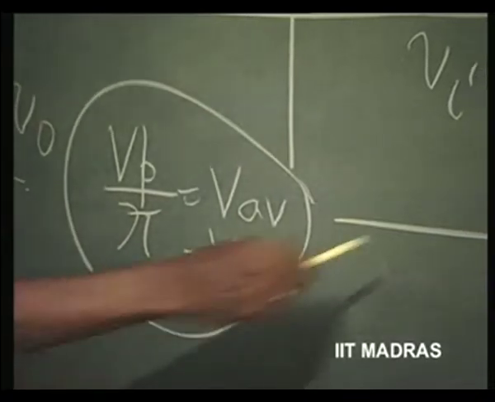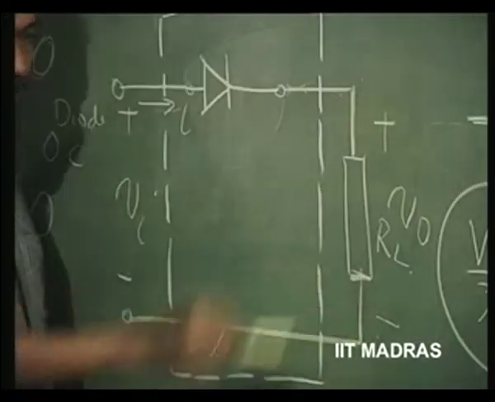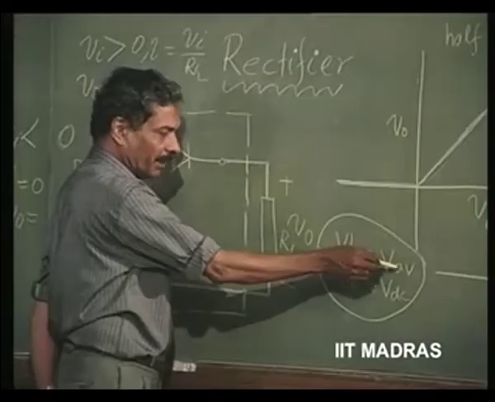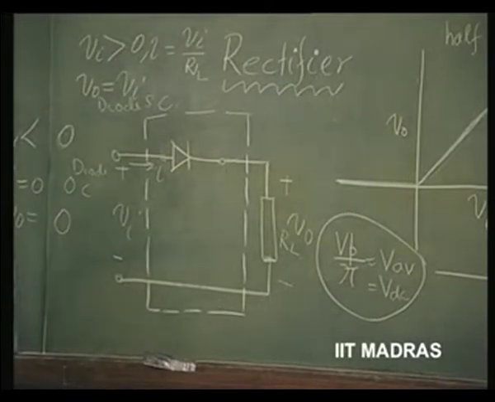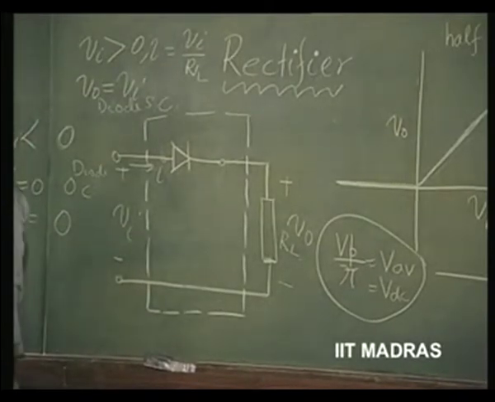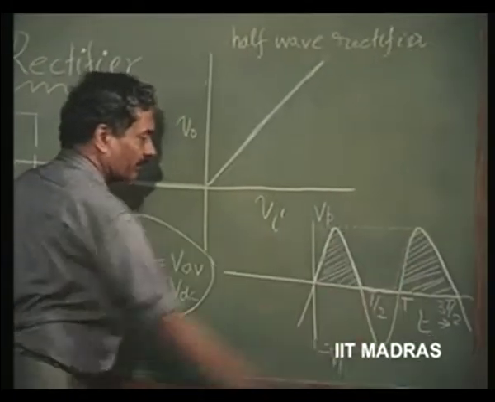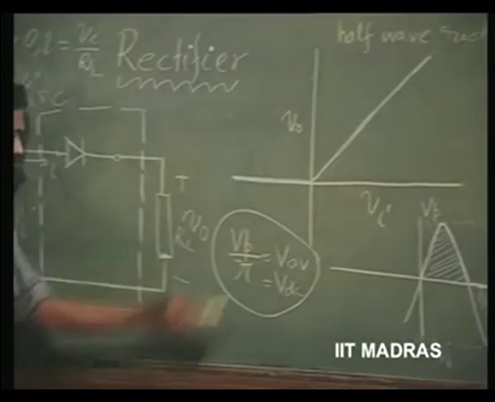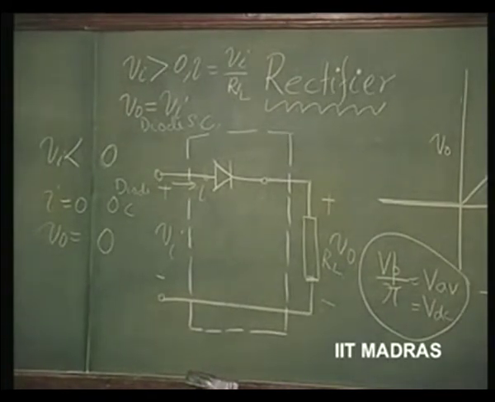So, if you put a DC voltmeter in here, it will show an indication which is Vp divided by pi, which is nothing but the average of a half wave rectified waveform. This you have already done in your network courses, how to find the average for a given periodic waveform. So, Vp by pi, please remember, is the average of a half wave rectified waveform.